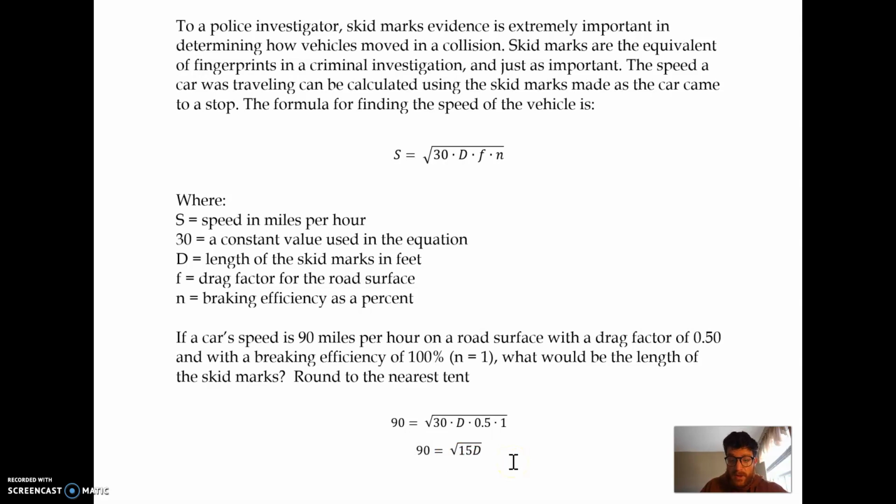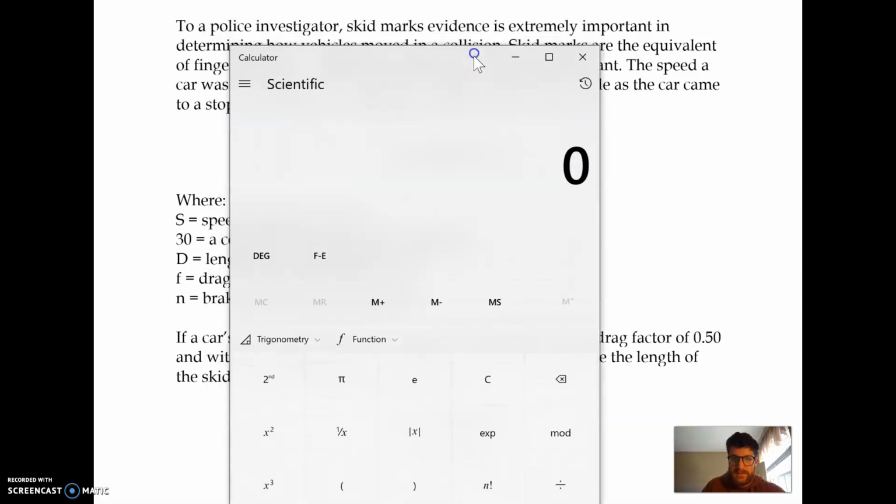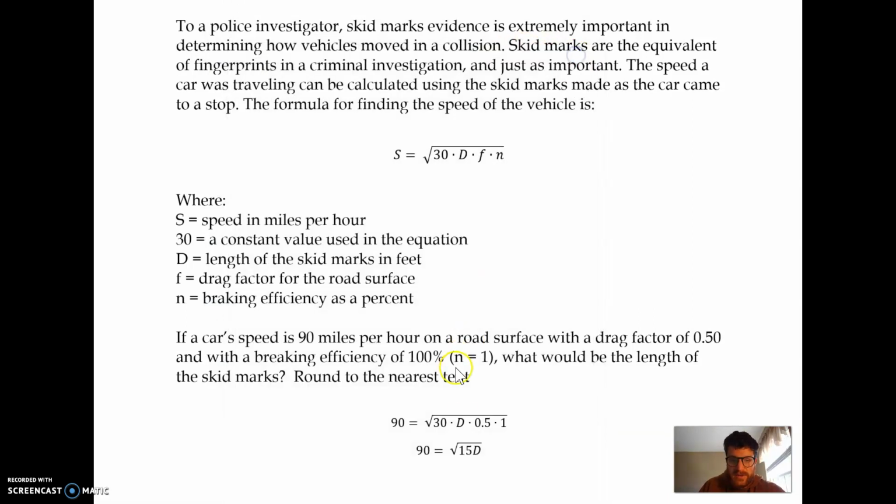So if you want to get rid of something, you have to do the opposite. So the opposite of square rooting is squaring. So we have to square both sides. So 90 squared, well, is 90 times 90. 90 times 90, you get 8,100. So 8,100 equals, now if we do the opposite of square root and square, that just means the square root's gone. So that's gone. We're just left with 15D.